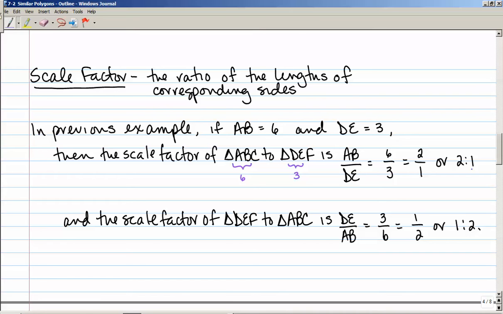So what this is basically saying is that ABCD is twice as big as DEF. Now notice the order matters. If I said the scale factor of ABCD to DEF, I'm going to do 6 to 3. And the scale factor of DEF to ABCD, remember DE was 3 and AB was 6, in this case it's going to be DE over AB, 3 over 6, 1 over 2, or 1 to 2. So the way they ask you for the scale factor matters. Which one to which one?